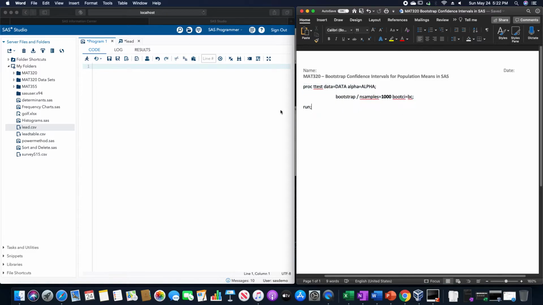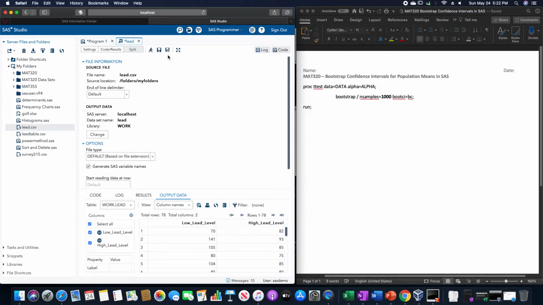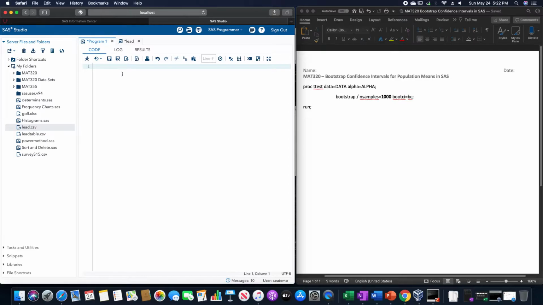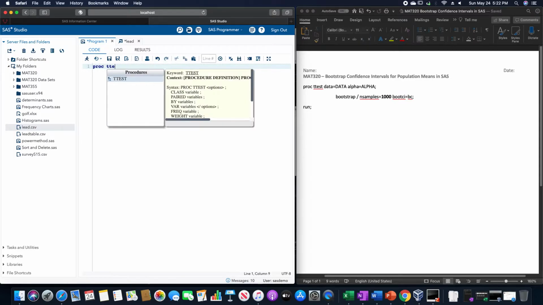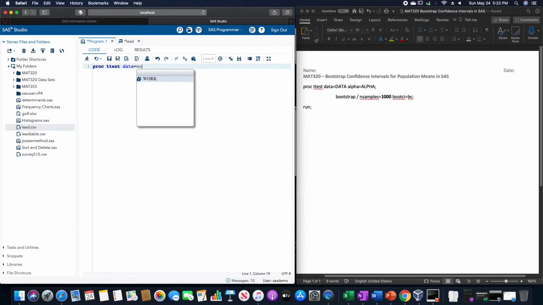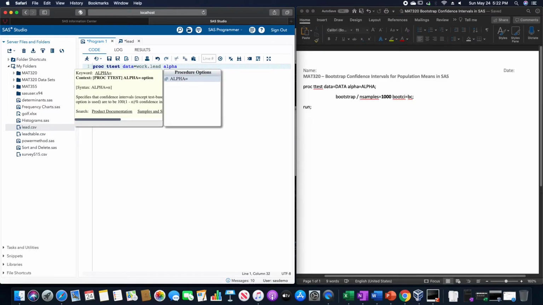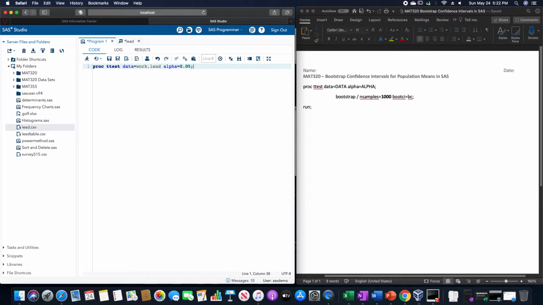So using this data set here, we're going to use proc ttest. Data is equal to, I call this work.lead, and then alpha, I'm going to use an alpha of 5%. The variable is going to be low lead level, otherwise it's going to do it for both variables I have in here.